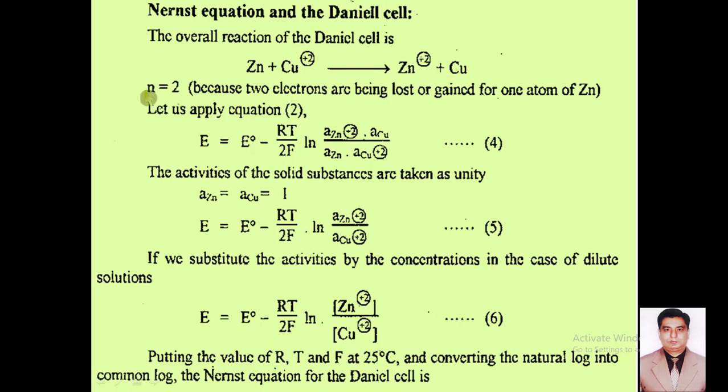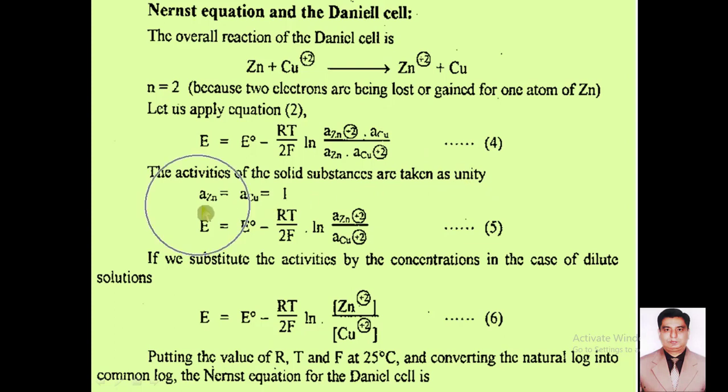For this, the value of n will be equal to 2, because 2 electrons are being lost by zinc and gained by copper. So this equation can be written as E is equal to E naught minus RT over 2F log natural activity of zinc ion into activity of copper divided by activity of zinc into activity of copper ion. Dear students, since in a reaction where solid substances are present, the activity of the solid substances is taken as unity.